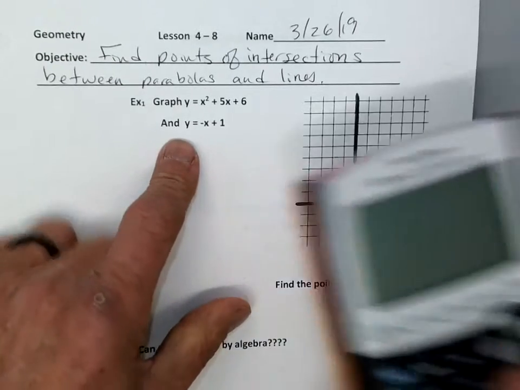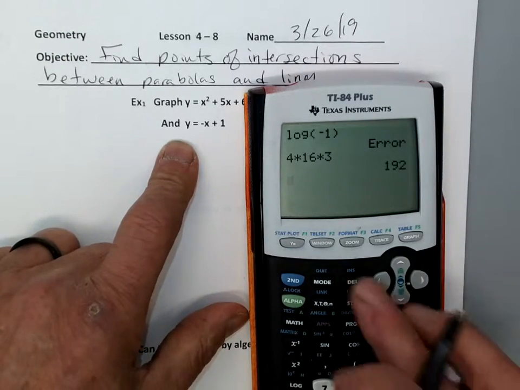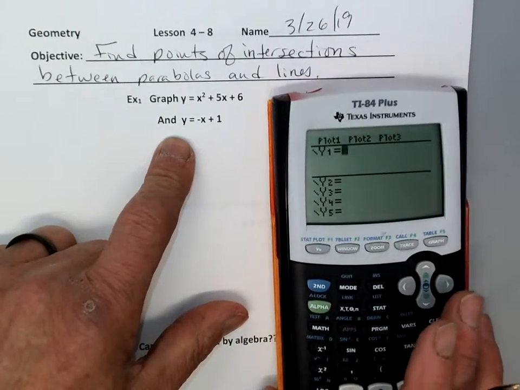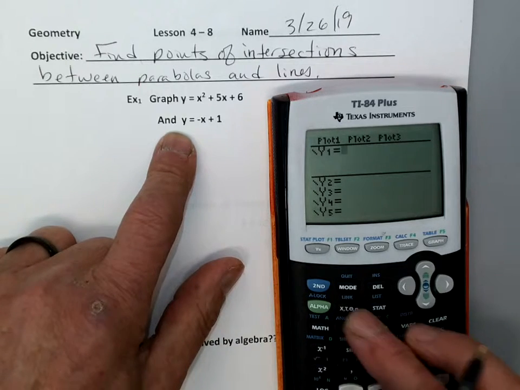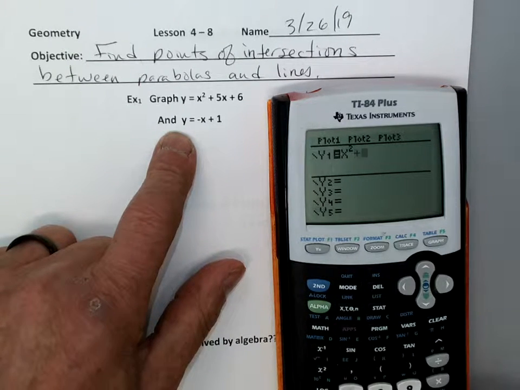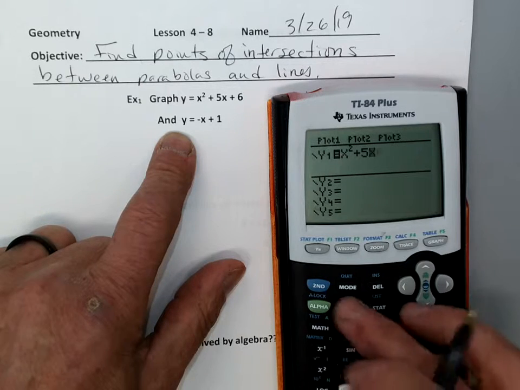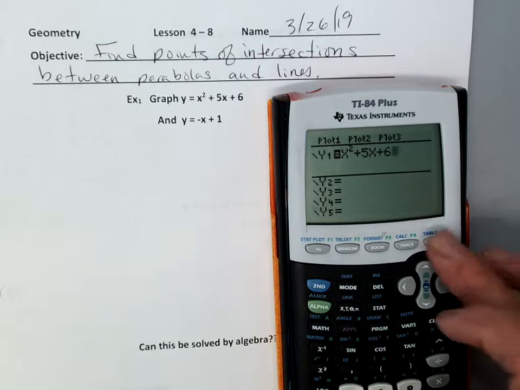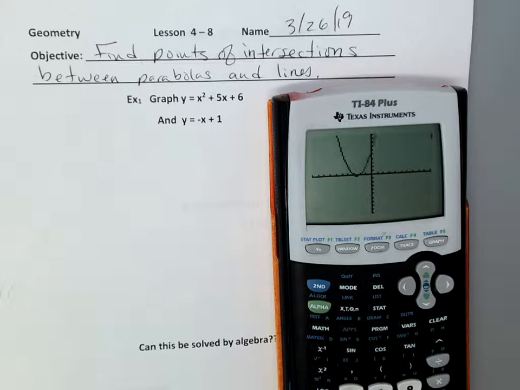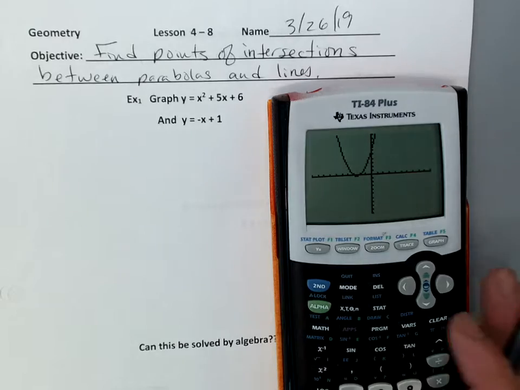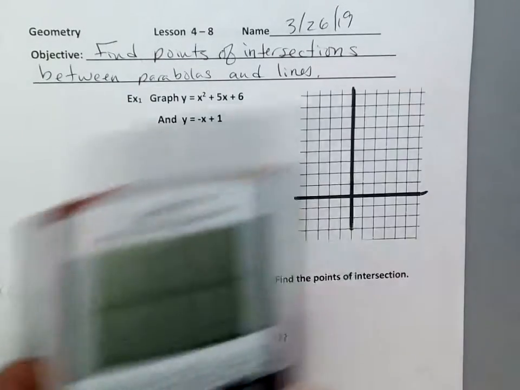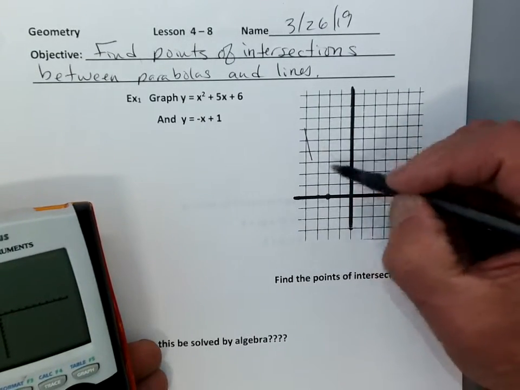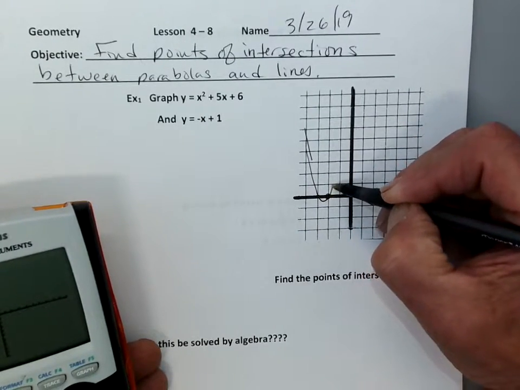It says graph. Let me see if I can go ahead and do this. Y equals. You guys have a calculator? Okay, y equals, and I'm going to put in the first one, x squared plus 5x plus 6. Here's my first one. If I graph that, it looks like it goes through -2 and -3, and it comes down. It looks something like this.